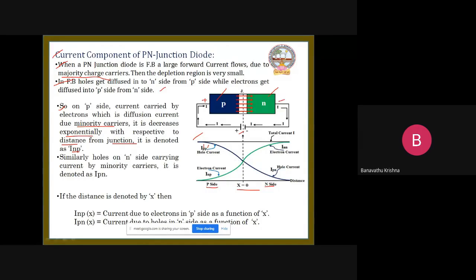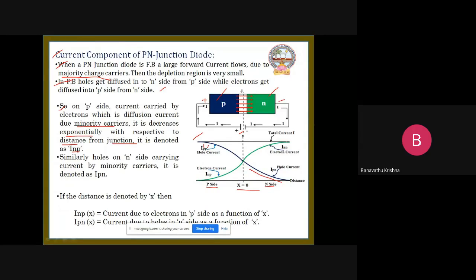move towards the junction. After passing through the junction, the concentration and the speed of the charge carriers decrease. Why? Because the holes here act as minority charge carriers. That minority charge carrier current will be less. So when the holes are entering the n side, the current also decreases in this way, in exponential form.